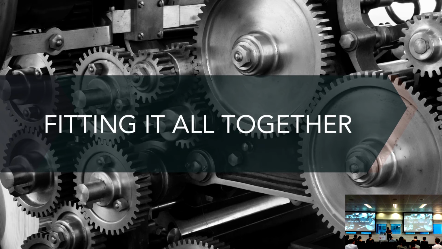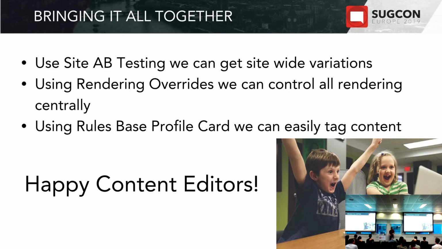Cool. So, fitting it all together: site-wide A/B tests in one place, overriding renderings in one place, profile cards all in one place. The whole real point of this is we just centralized everything, which meant content teams were really happy. It's all in one place. They know where to go. They're not trying to dig deep into Sitecore or into a content tree to find the one component that's misconfigured. They know exactly where to go. So much happier. Hours of work saved.